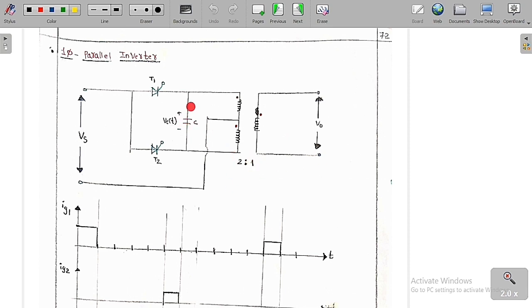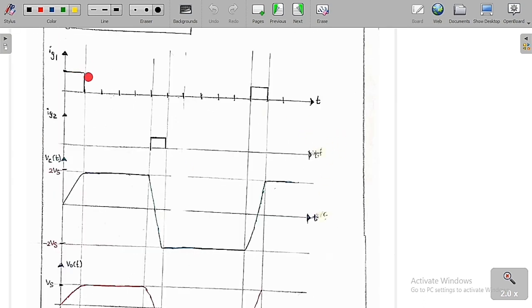So now see, we are going to find this graph for the output voltage. This is the circuit diagram. Now I am going to turn on the thyristor T1. Whenever I turn on T1, T2 is off. Here you can see clearly from the circuit diagram and from this graph that T1 is on and T2 is off. Whenever T1 is on, only the upper part of the primary winding is going to conduct. Because of that, we are going to get plus Vs.